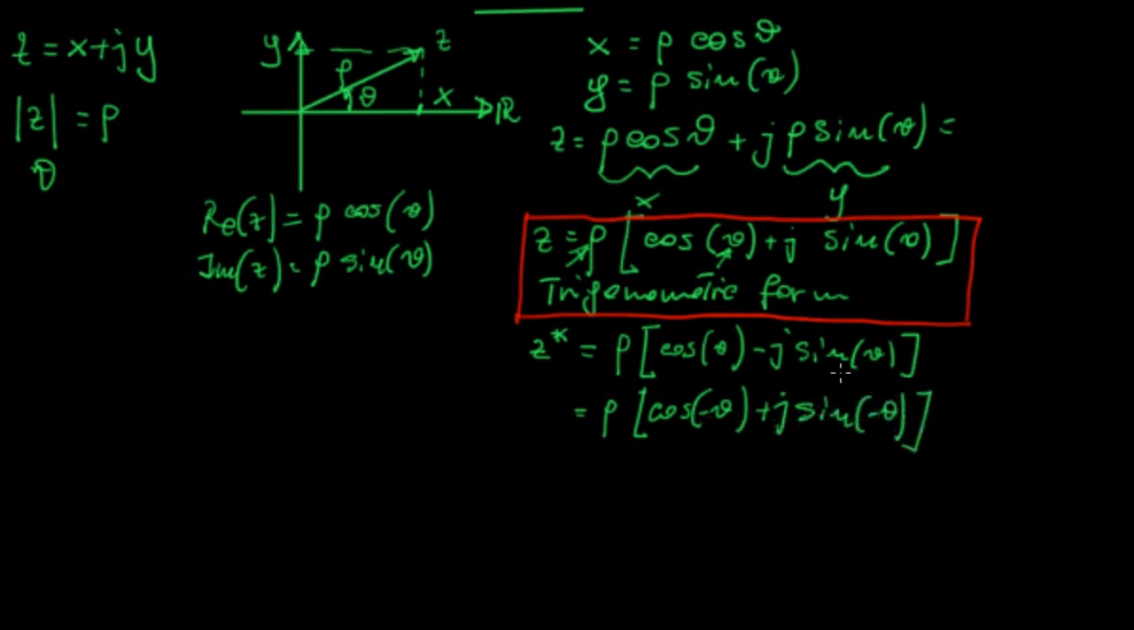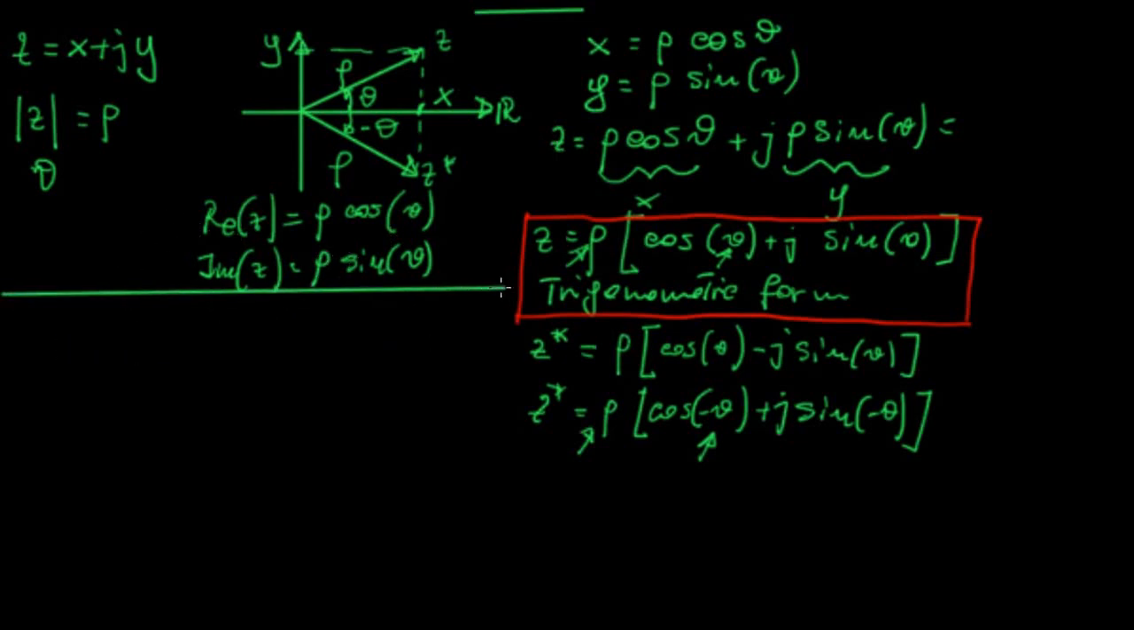Well, this is something very interesting, because this tells us that the conjugate of a given number z is a vector with the same modulus but with an argument which is the opposite of the previous one. So in this case, this is z star, which has the same modulus and has an argument which is the opposite of the given complex number. Now let's do some practice with an example.